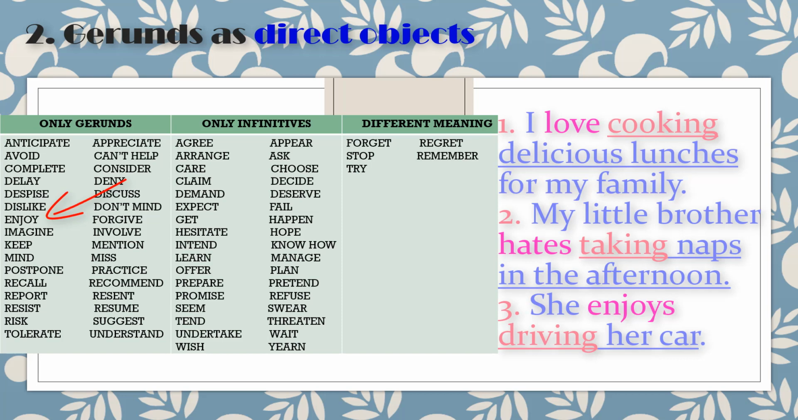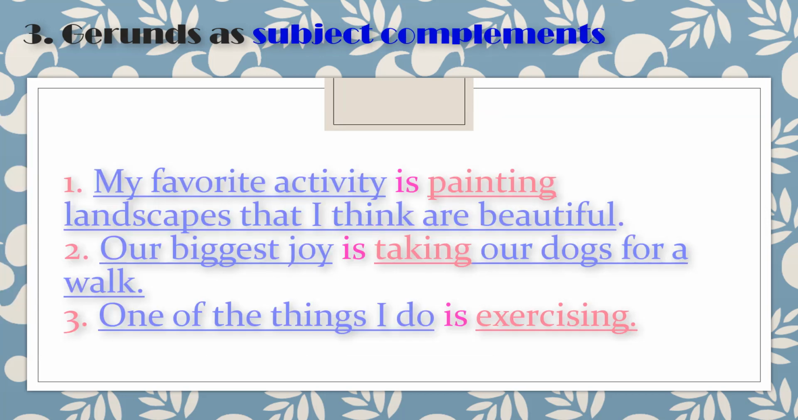Now let's move on to function number 3, gerunds as subject complement. The examples: my favorite activity is painting landscapes that I think are beautiful. Our biggest joy is taking our dogs for a walk. One of the things I do is exercising. Here, the subjects are my favorite activity, our biggest joy, and one of the things I do.